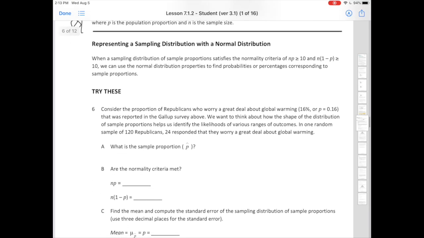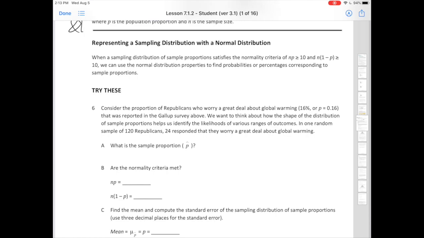Let's go on. Representing a sampling distribution with a normal distribution. When a sampling distribution of sample proportions satisfies the normality criteria of n times p greater than or equal to 10 and n times 1 minus p greater than or equal to 10, we can use the normal distribution properties to find probabilities or percentages corresponding to sample proportions. This is something that we did in the last class. You guys learned how to use your calculator to find probabilities under a normal curve. And I'm going to remind you of how to do that in these next problems.